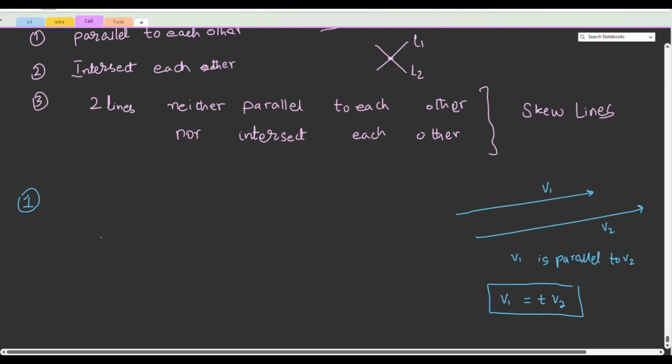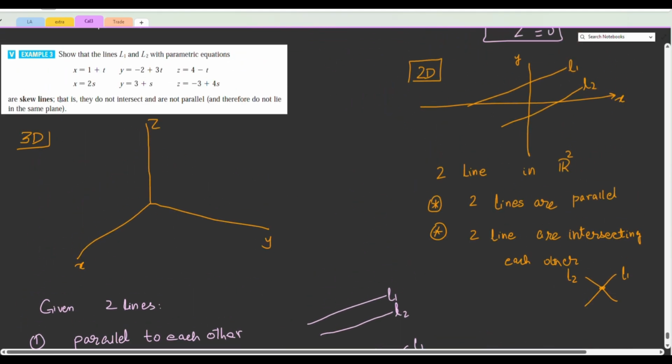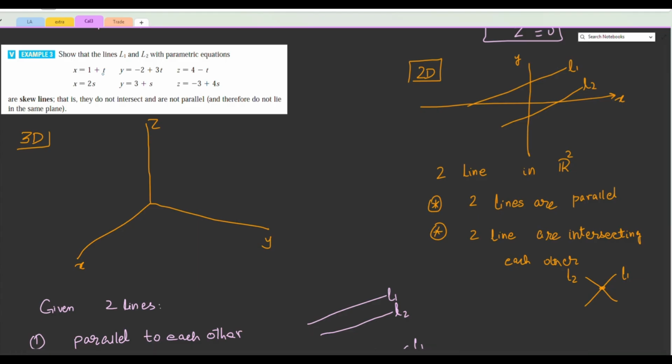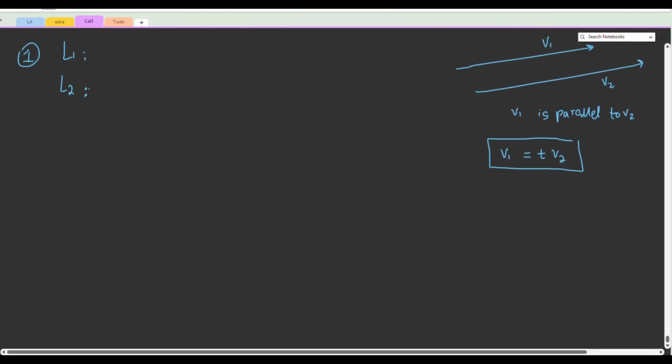Now for the lines L1 and L2, we will write their direction vectors. And how can you find those direction vectors? You can find them from the lines. These are the parametric equations of the lines given. The numbers written with the parameter t will give you the direction vector of the line L1, and the numbers written with the parameter s for the line L2 will give you the direction vector for the line L2. So let's write them here.